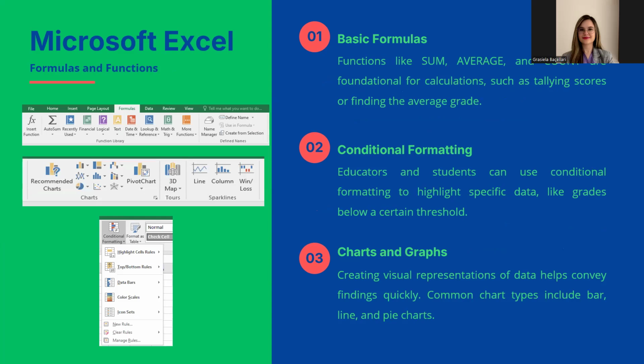Another feature is about formulas and functions. Microsoft Excel has some basic formulas with functions like the sum, average, count that are foundational for calculations. For example, finding the average grade among a gradebook. We can use sum to calculate totals. We can use average for mean values.